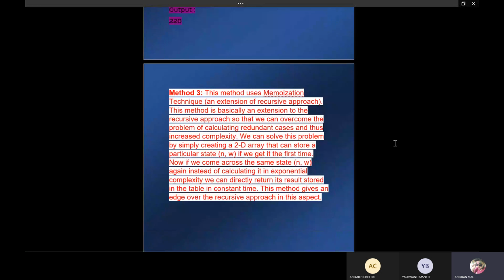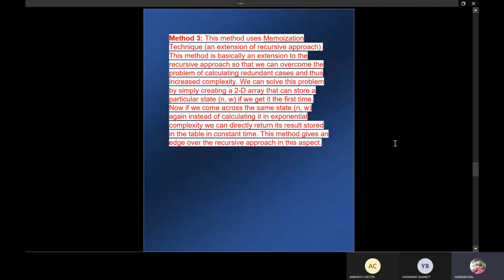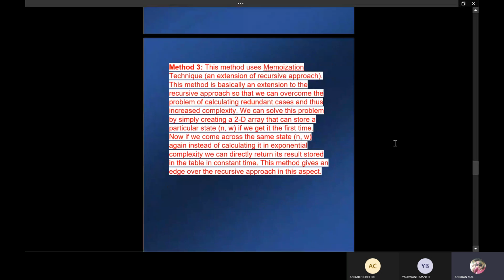We can solve this problem by simply creating a 2D array that can store a particular state n comma w if we get it the first time. Now if we come across the same state n comma w again, instead of calculating it in exponential complexity, we can directly return its result stored in the table in constant time. This method gives an edge over the recursive approach in this aspect. It's ultimately trying to say that method 3 is better than method 1.